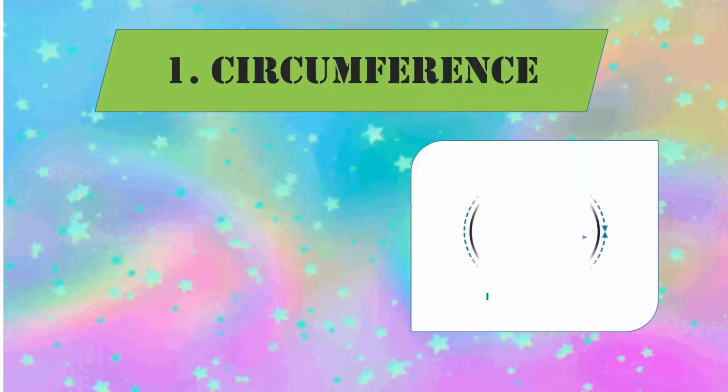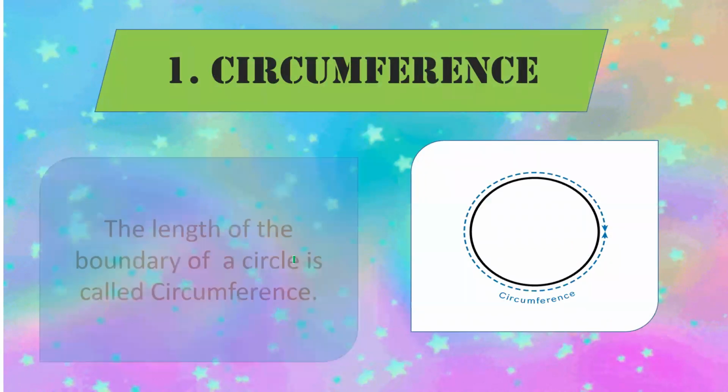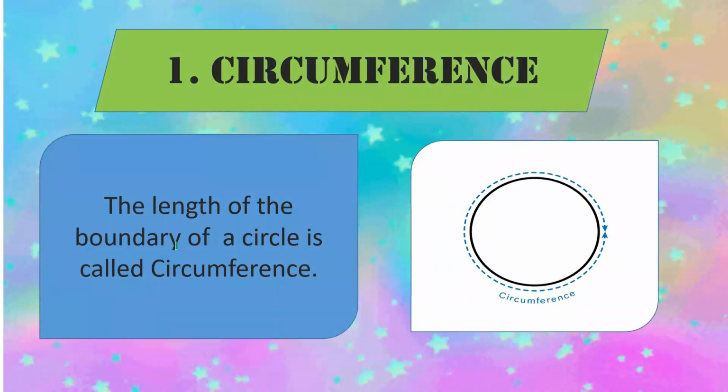The first one is circumference. The length of the boundary of a circle is called circumference. Now, the black one is actually the circle, but the blue dotted lines show the length of the boundary. Whatever the length of the boundary of the circle is, we call it circumference.